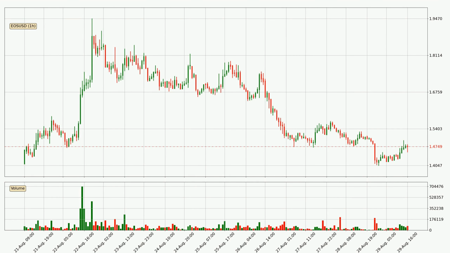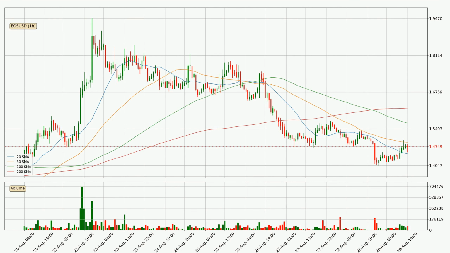Looking at the EOS hourly time frame, the price moved down around 2.3% in the last 24 hours, with a current price of 1.47. However, the volume wasn't especially high, so this move wasn't very strong.